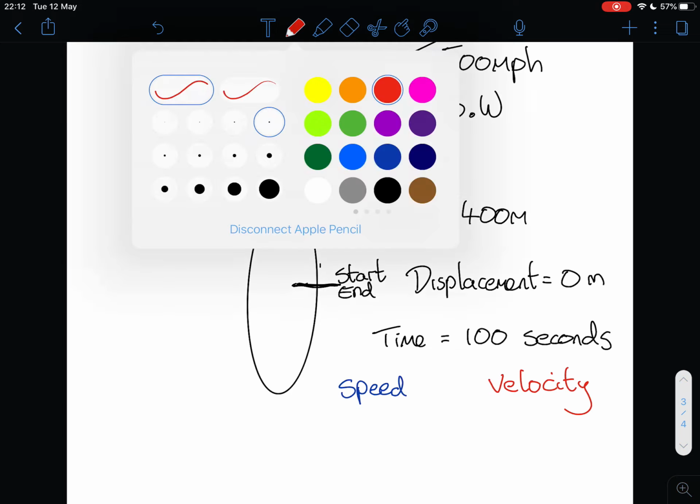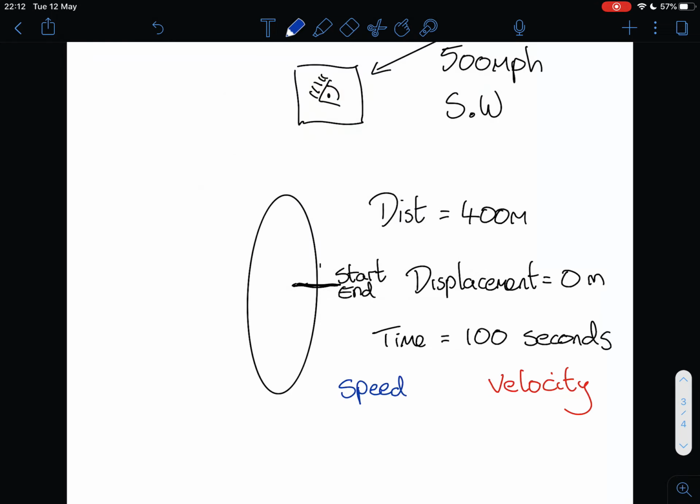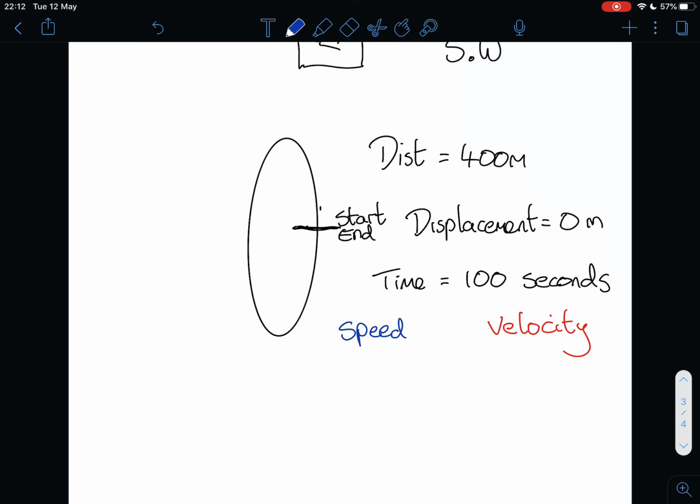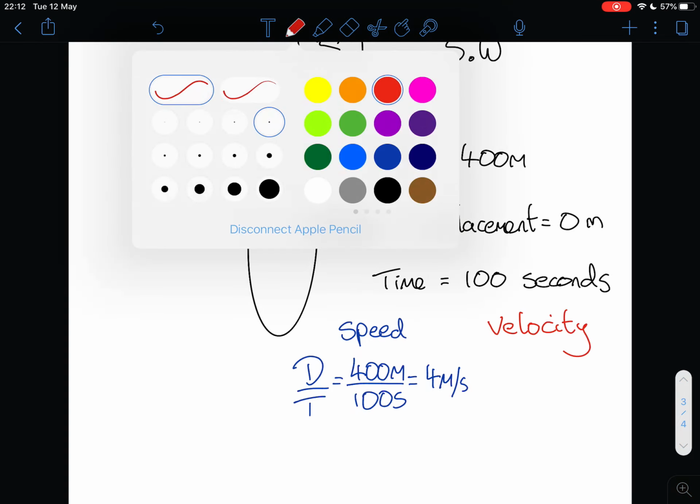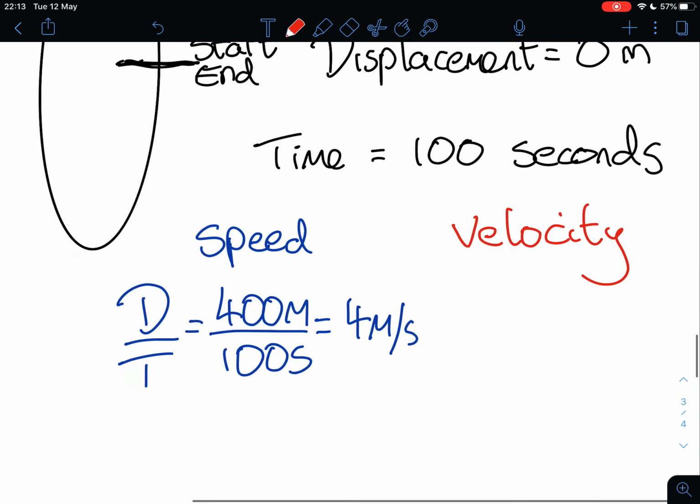And we end up with two really strange answers. Well, one's strange, one not. So let's work out the speed. We'll do the distance divided by the time. So we'll do 400 meters divided by 100 seconds. So that's nice, because it gives you 4 meters per second. No shocks.